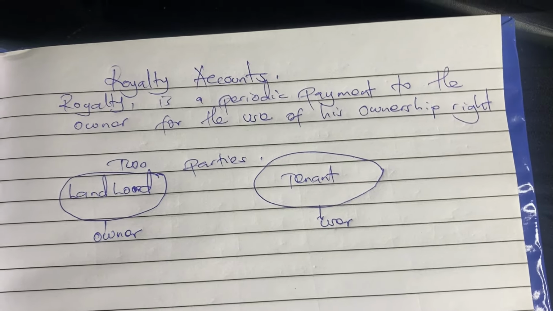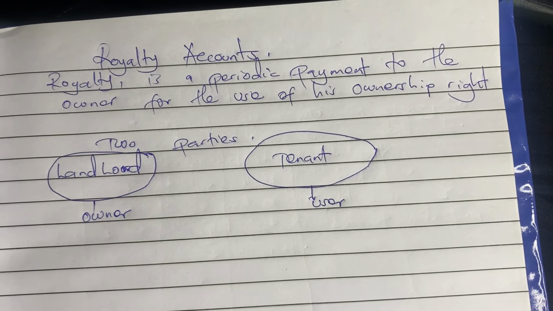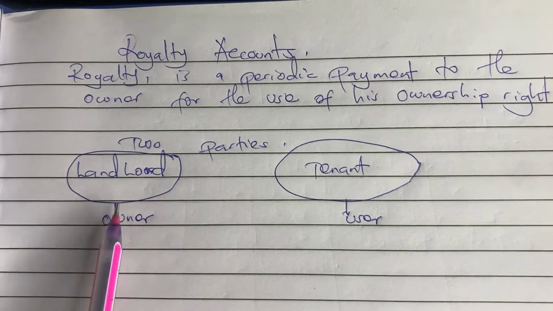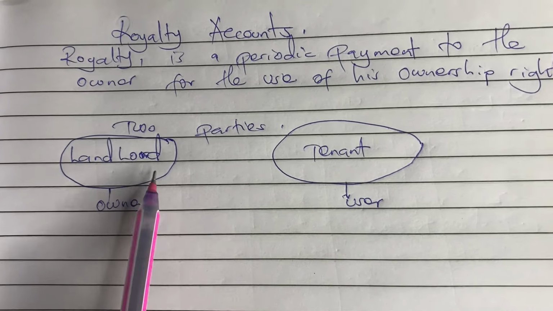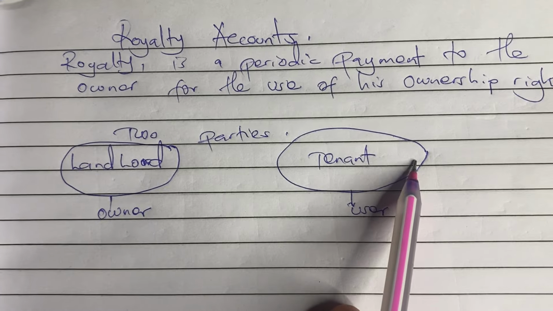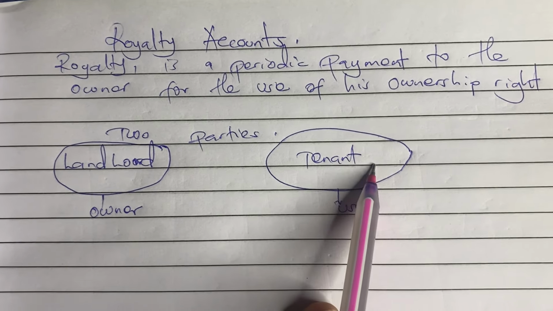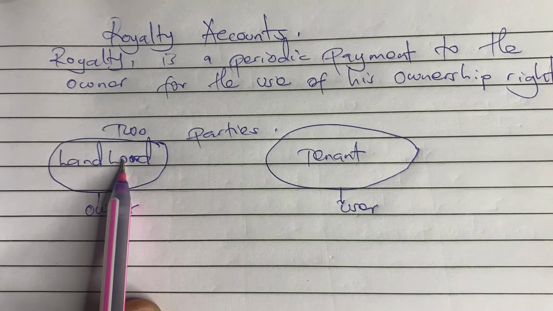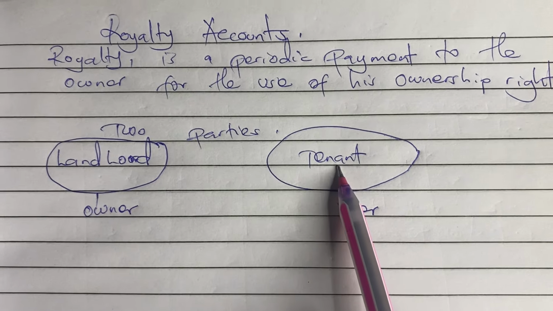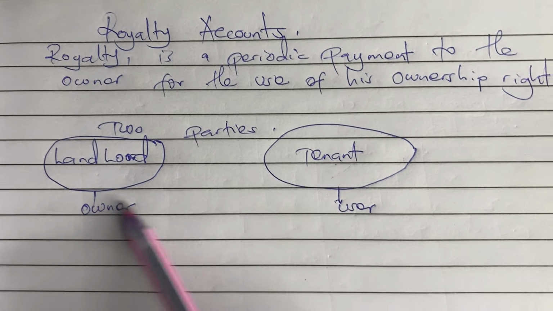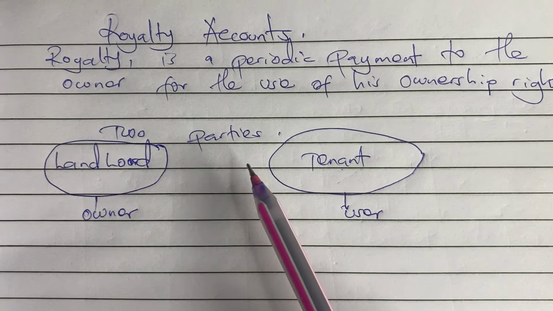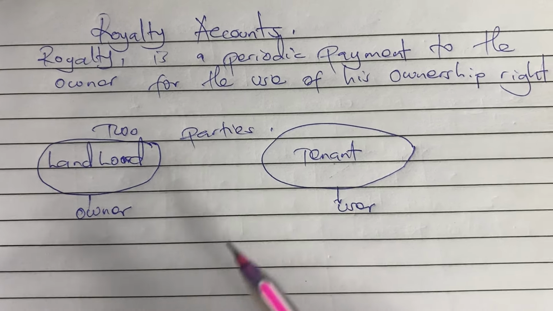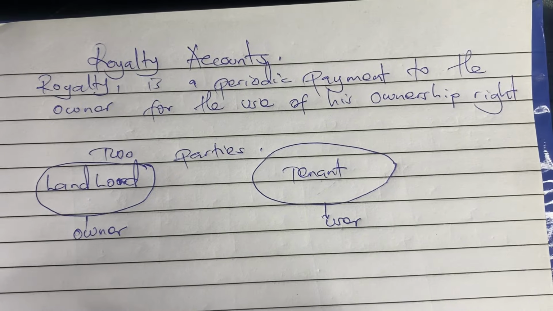Another example is if this person owns a book, they wrote a book and they published it, so it belongs to this person. This person wants the rights to sell this one's book. So they'll have to make an agreement so that every time this person sells this one's book, they give the owner a certain percentage of the money that they have made.